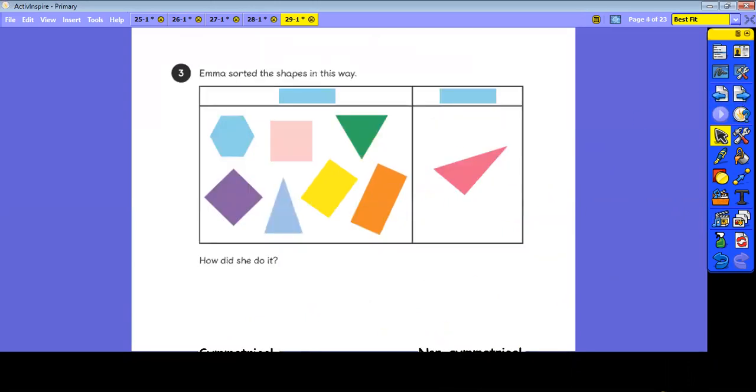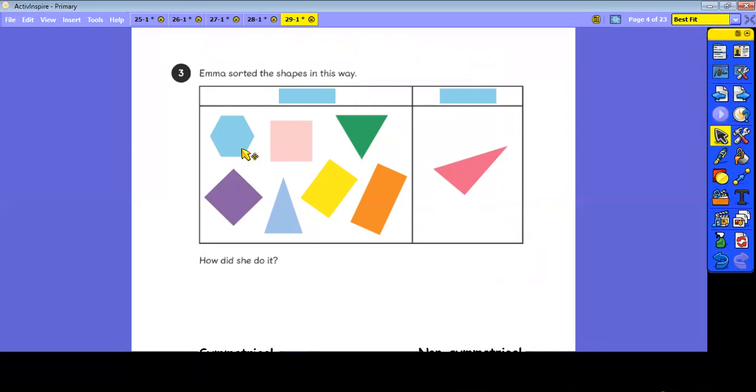We've got one more way. Emma sorted them like this. Oh, so she's already sorted them. We don't have to sort them for Emma, but we're asked how has she done it? So what label could we give to each of these boxes? She's got one pink triangle all on its own here, and all the other shapes in this box here. Now try and remember back to the lesson earlier in the week. Think about that pink triangle, because I think we've had that pink triangle before. Yes, I know. You've remembered it was a lesson on symmetry.